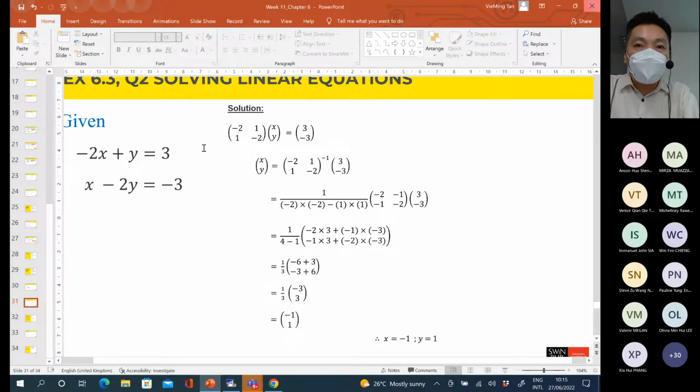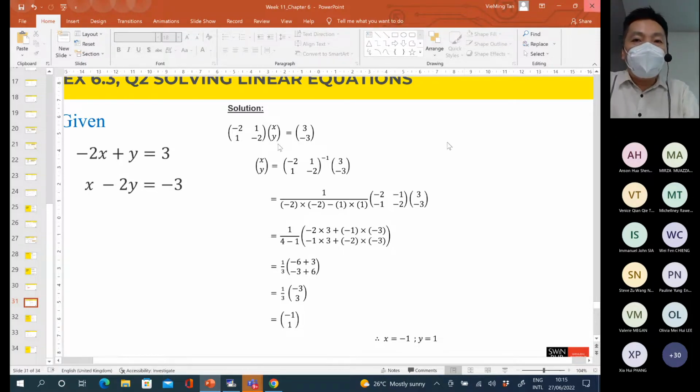For the second equation, the coefficient of x is positive 1, and the coefficient of y is negative 2. So put it here. Then write down multiplied by x, y. On the right hand side, you have to put the intercept values: 3, negative 3. This is the intercept of the first equation, and this is the intercept for the second equation.